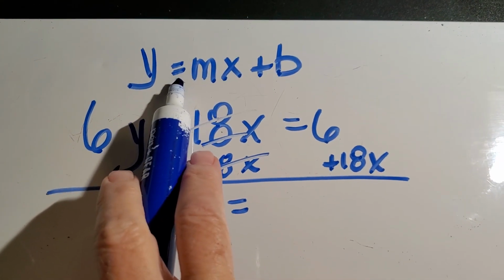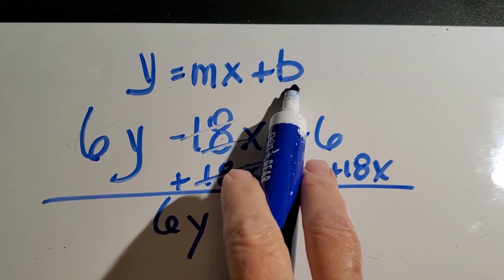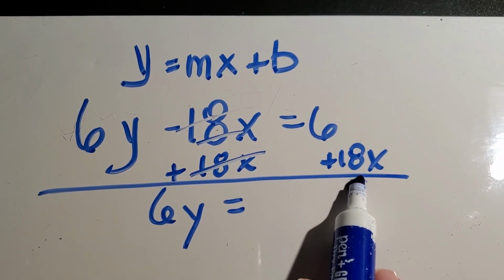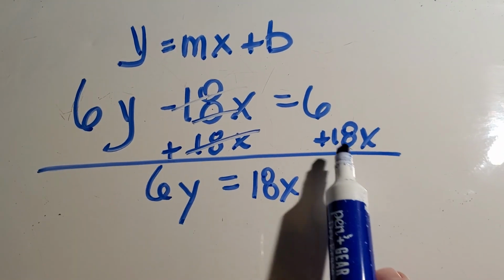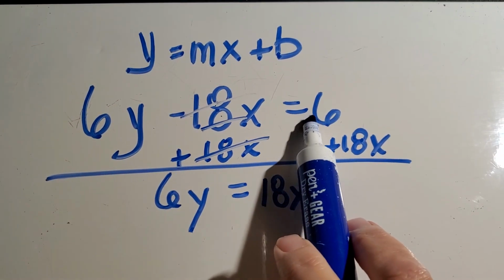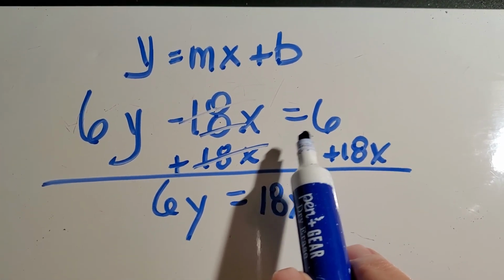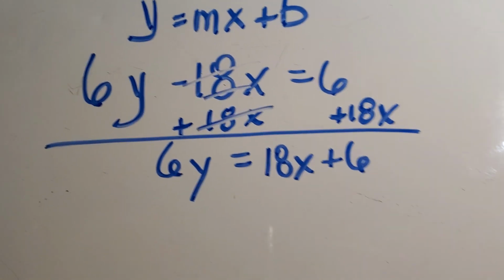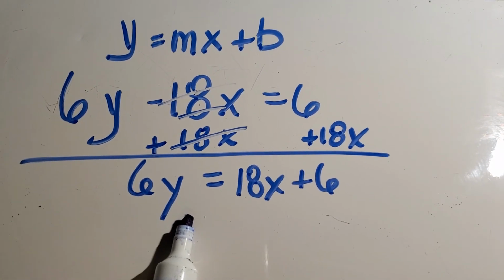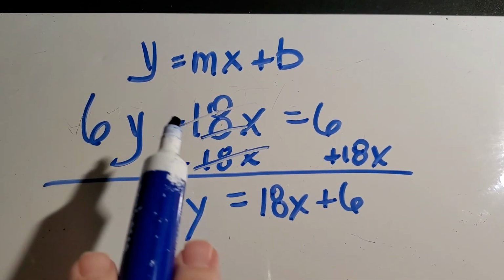I really want my equation to look like this, though. I want my x's before my numbers. So I'm going to put my 18x first, and then I'm going to have plus 6 because this 6 is a positive 6. There's no negative sign in front of it, so then we know it's positive. So I'm going to put plus 6. Okay, now I know that 6y equals 18x plus 6, but to be in slope-intercept form, I need to know what just y is.